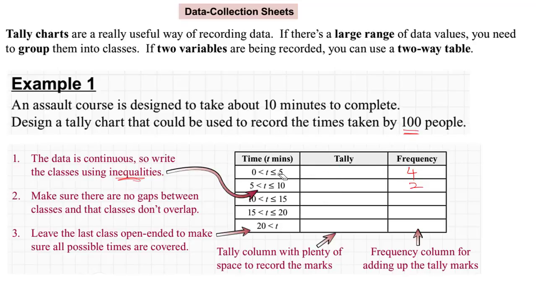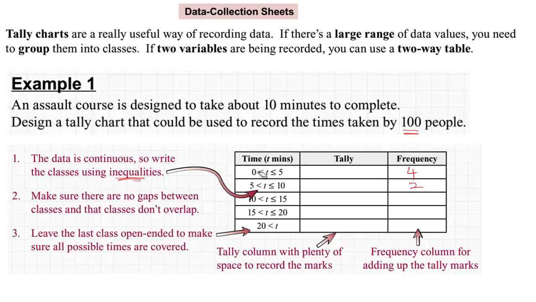Because we could have somebody taking, say for example, 5.5 minutes. So that can be difficult to record unless you're using inequalities. So anything continuous, anything that can take decimal points, we've got to use inequalities like this. Okay. Now make sure there are no gaps between classes and that classes don't overlap.